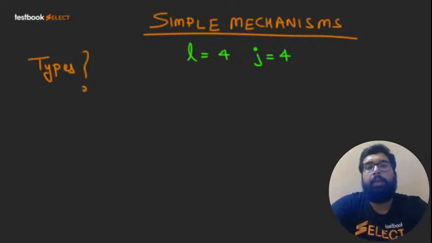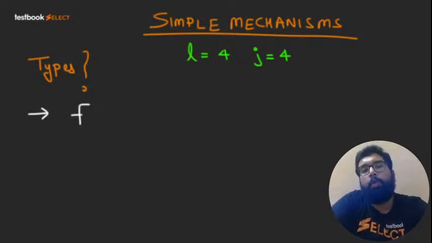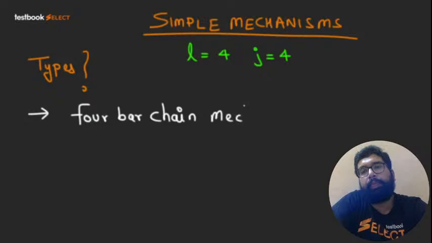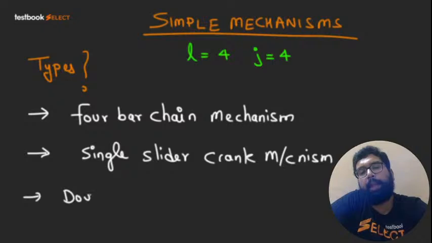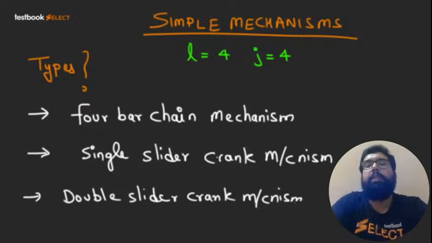Adarsh, so what are the types of simple mechanisms? There are three types of simple mechanism. One is the four-bar chain mechanism. The other one is the single slider crank mechanism. The third one is the double slider crank mechanism. So all are the inversions of simple mechanism, or we can say all are the types of simple mechanism.